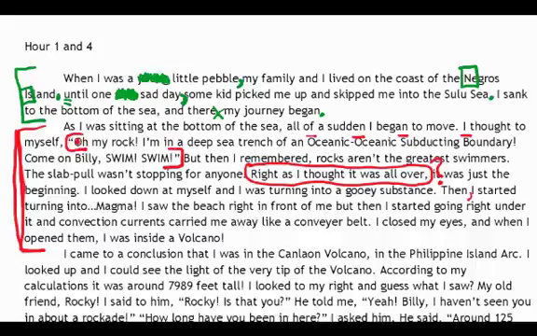All right, you still need a space after the last one. And magma is not a proper name. Again, like oceanic subducting boundary, this is a term. So this M should be lowercase. I saw the beach right in front of me, but then I started going right under it, and convection currents carried me away like a conveyor belt.